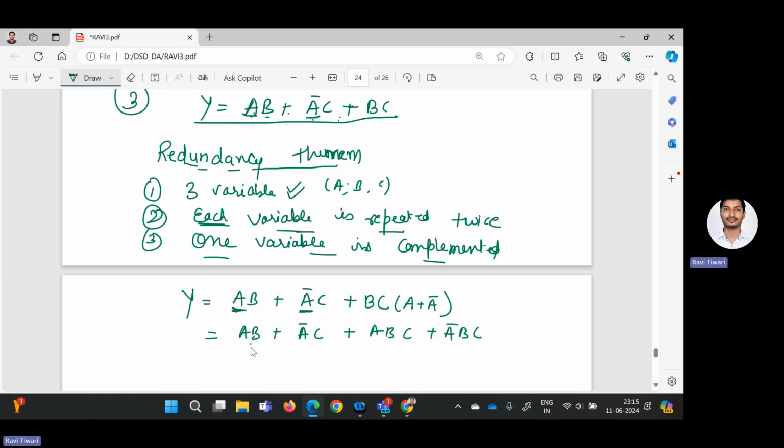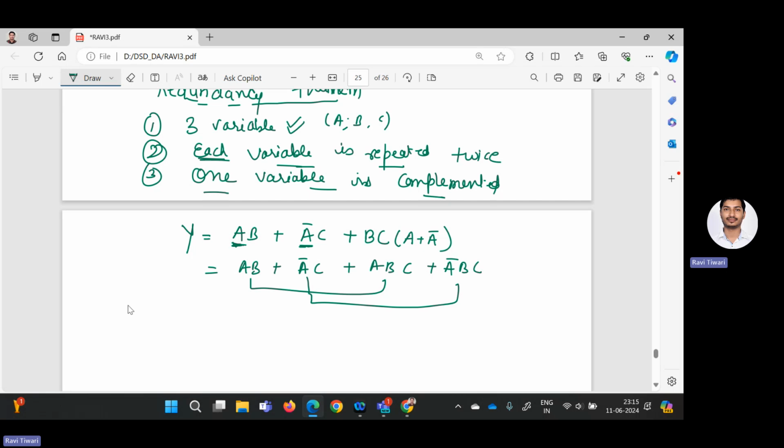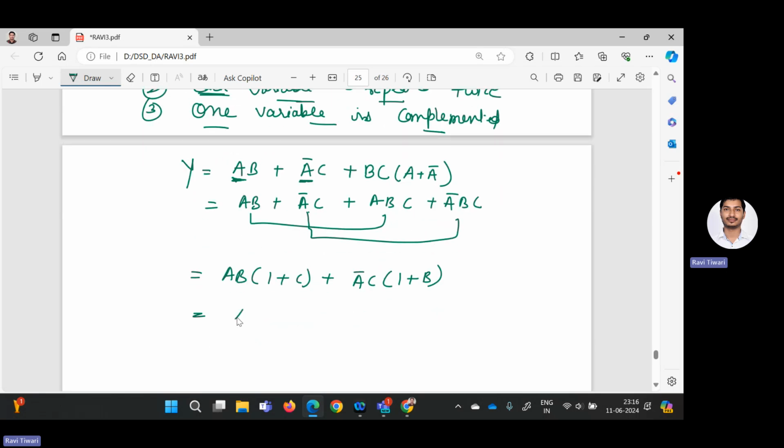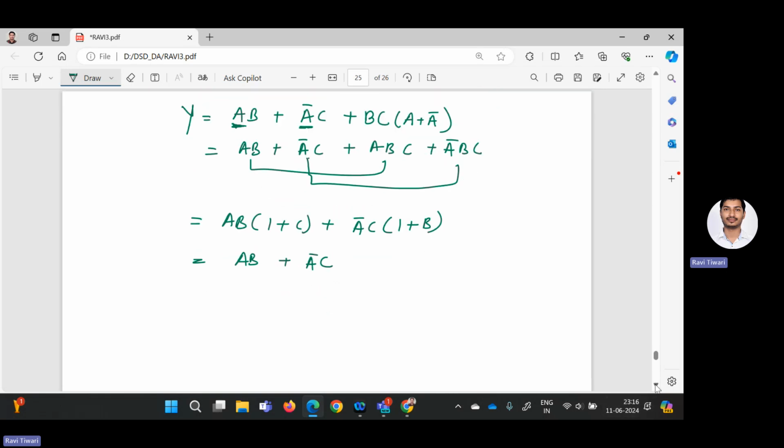Now if I take the first and third terms, I can take AB common, and that is 1 plus C. Similarly, from the second and fourth, I can take A bar C common, and that is 1 plus B. As you know, 1 plus C and 1 plus B are equal to 1. So ultimately, the answer will be AB plus A bar C. That means we minimized the expression by using the redundancy theorem. Now we will see another question related to it.